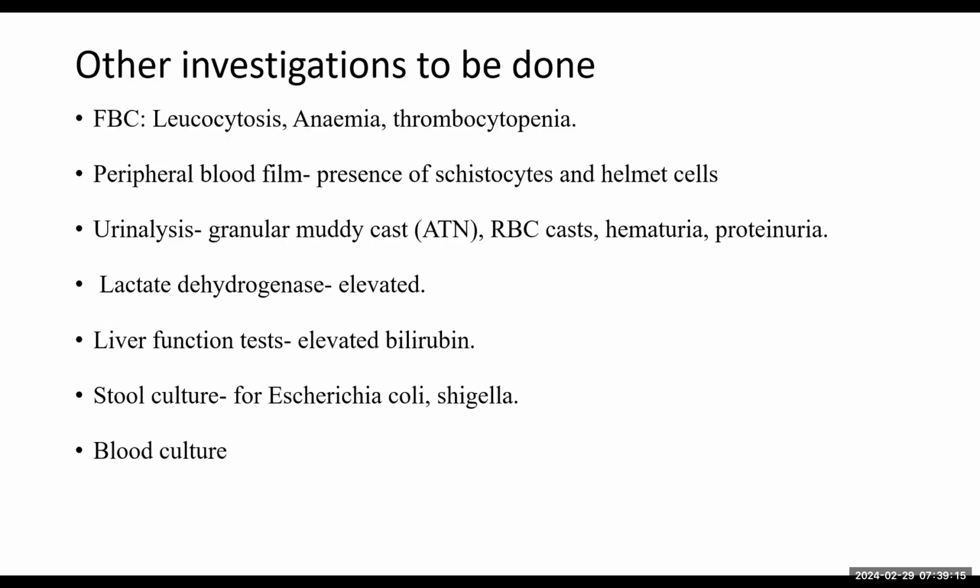So for the investigations, there is a full blood count, though we are given anemia and the low platelet count. This patient may also show presence of leukocytosis. Then the peripheral blood film, which is very important, may show presence of hemolysis. You may see schistocytes and helmet cells. Then urinalysis, in addition to the granular cast that was given in the question, you may as well see red blood cells, hematuria, even proteinuria.